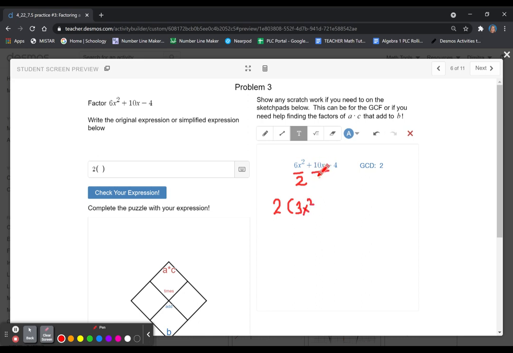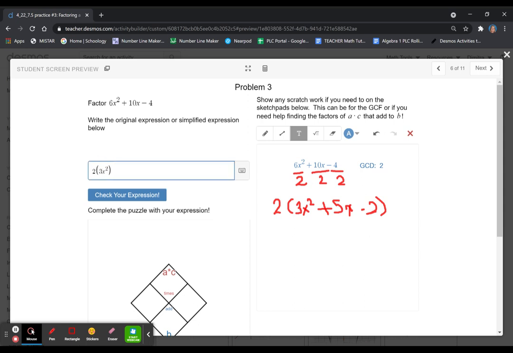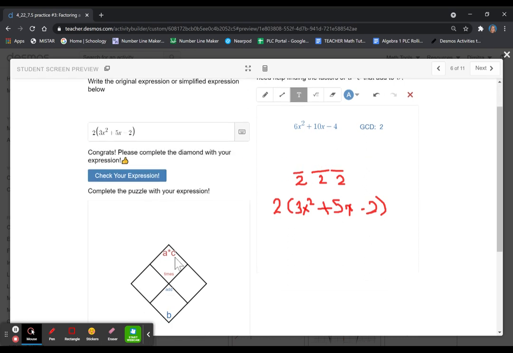And then 10x divided by 2 is 5x. And negative 4 divided by 2 is negative 2. All right, so let's see if I got it right. So I get 3x squared plus 5x minus 2. Check your expression. Let's see. Congrats. All right, I got it right.